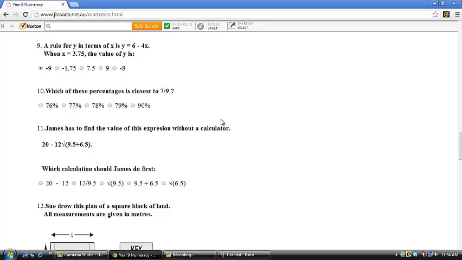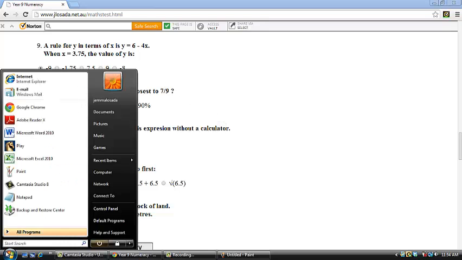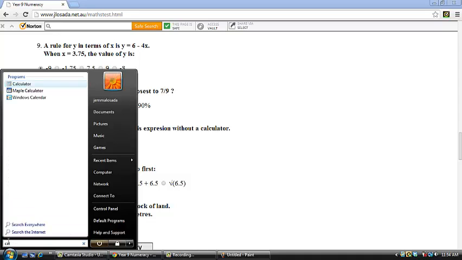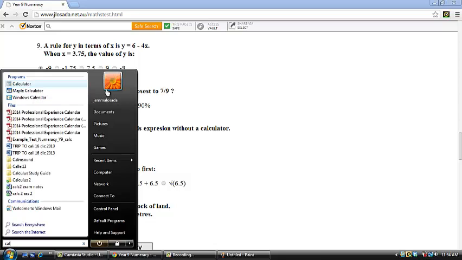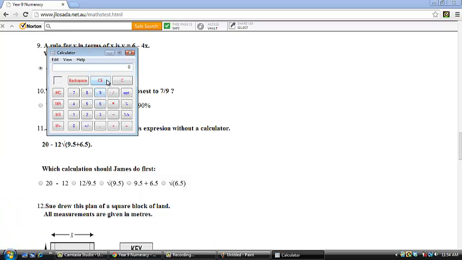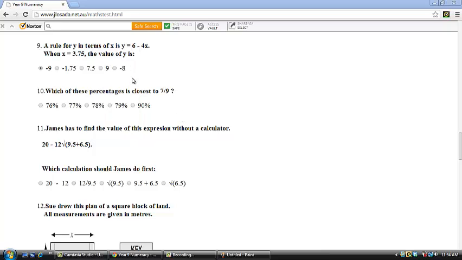Which of these percentages is closest to 7 over 9? Well, that one we can actually use a calculator. 7 divided by 9 is 0.77. So the closest is 78%.